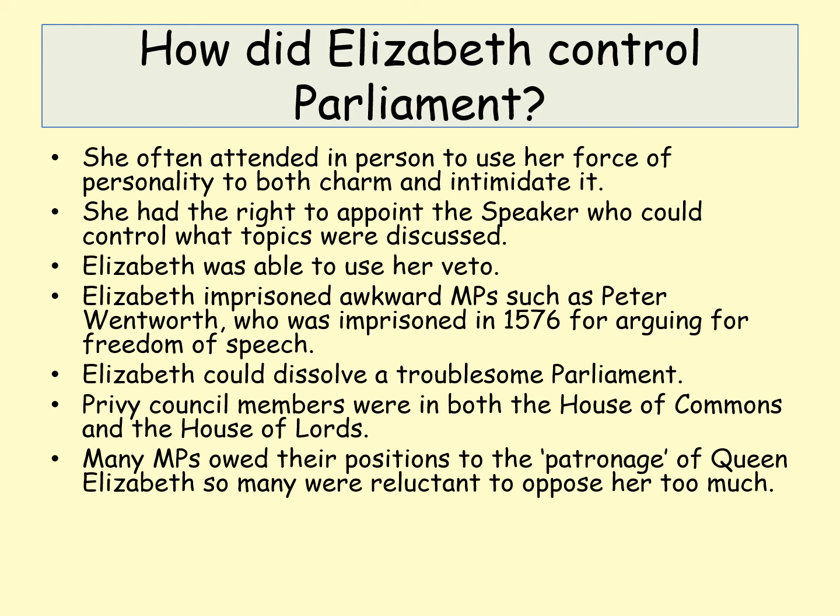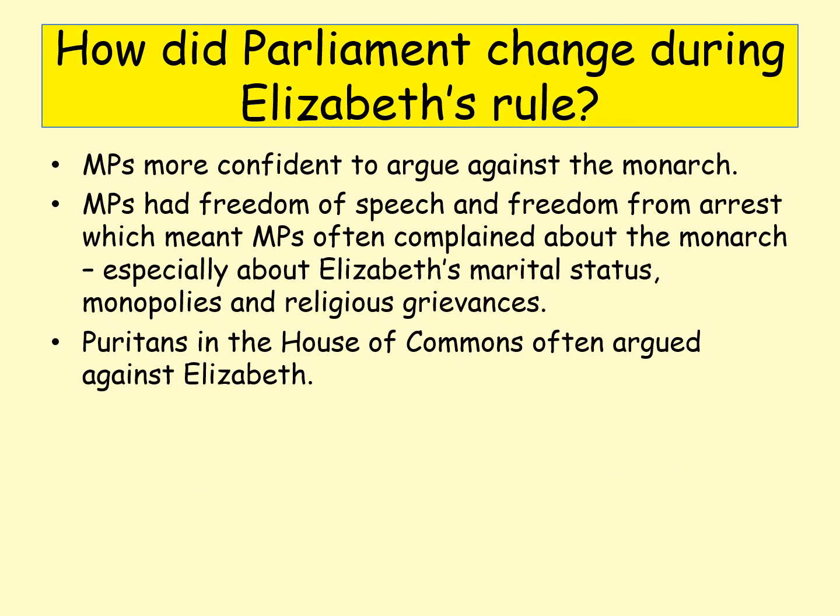If her Parliament was being particularly in opposition to Elizabeth, she could what we call dissolve the Parliament and get rid of the Parliament. So that's another step that she could take. Privy Council members were in the House of Commons and the House of Lords, so could be used to control Parliament. And because many of the MPs owed their positions and important positions in the country to the patronage of the Queen, which is when the Queen could give out positions of power, titles, jobs, etc., many were reluctant to oppose her. So Parliament did begin to change a little bit during this time.